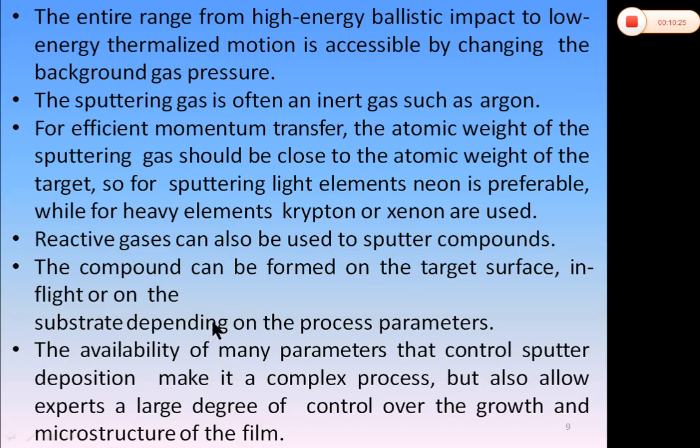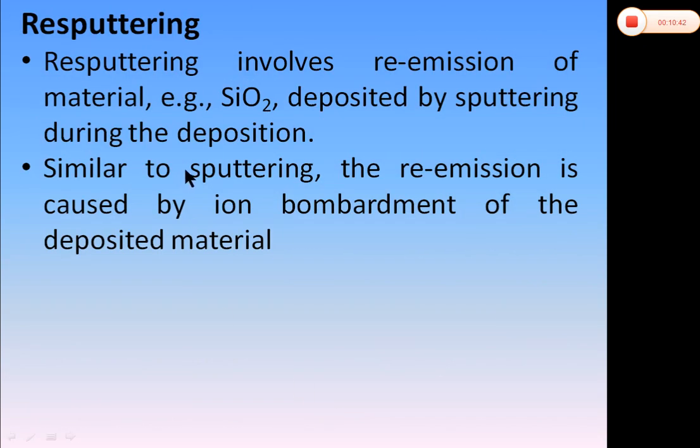The availability of many parameters that control sputter deposition makes it a complex process, but also allows experts a large degree of control over the growth and microstructure of the film. Resputtering. This is a very important concept. Resputtering involves re-emission of material, e.g. SiO2, deposited by sputtering during the deposition. Similar to sputtering, the re-emission is caused by ion bombardment of the deposited material.